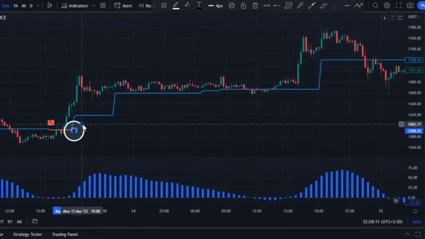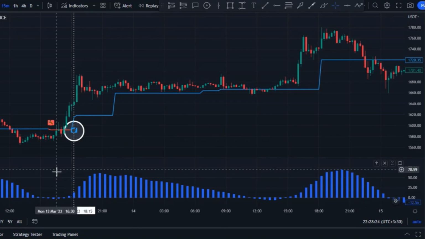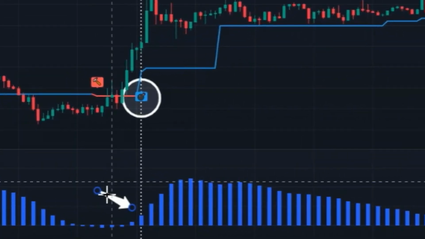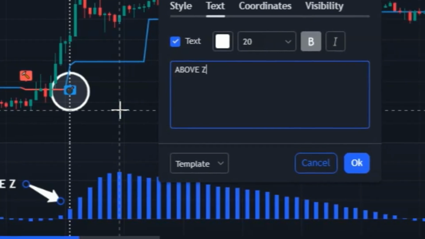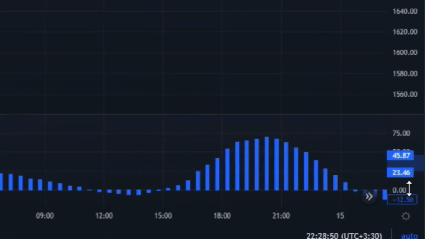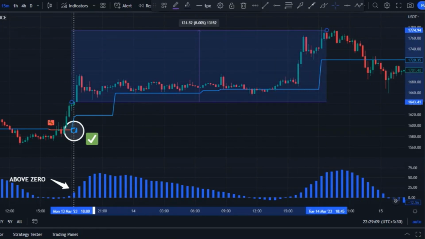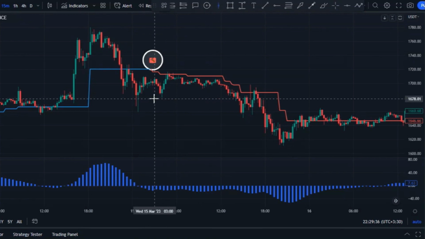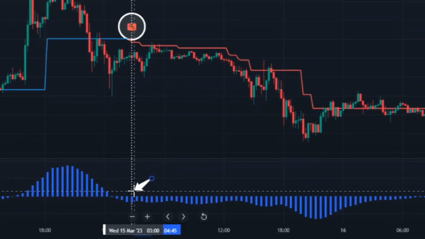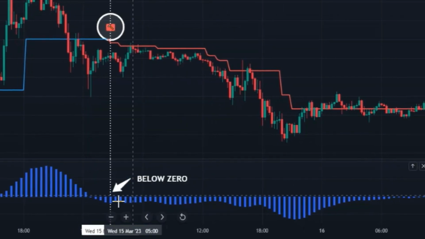Once you have both indicators set up, you can enter a long trade. However, it is important to confirm the buy signal with the Awesome Oscillator indicator. This means that the histogram of the indicator must be above the 0 level before you initiate a long trade. And to enter a short trade, the sell signal must also be confirmed by the Awesome Oscillator indicator. So the histogram of the indicator must be below the 0 level before initiating a short trade.